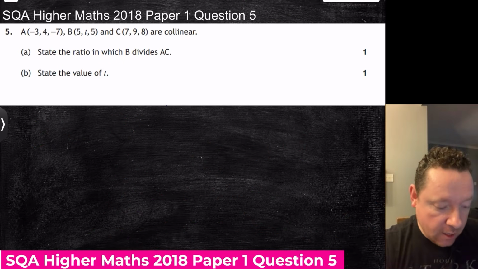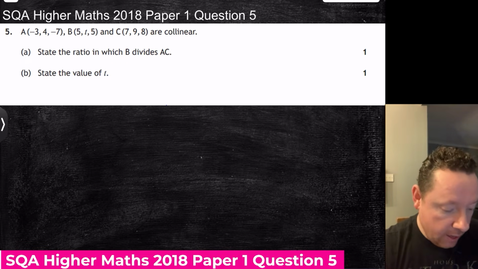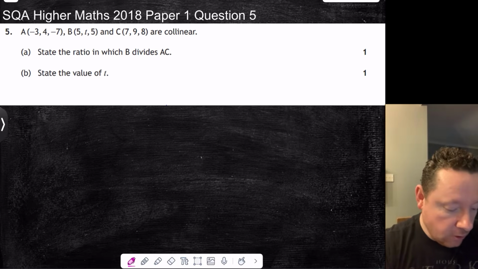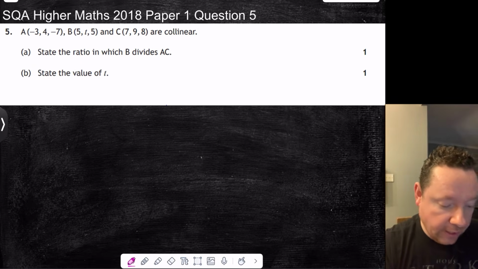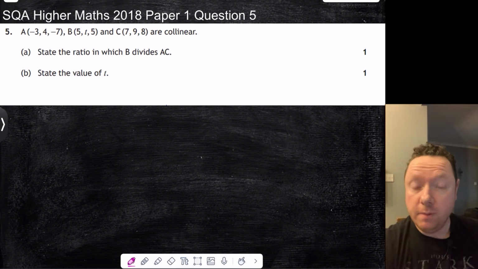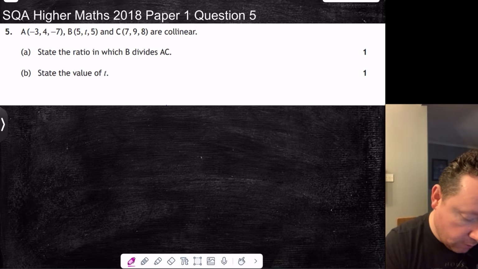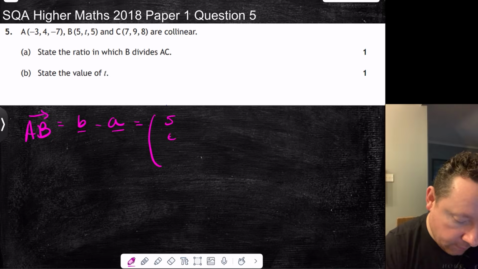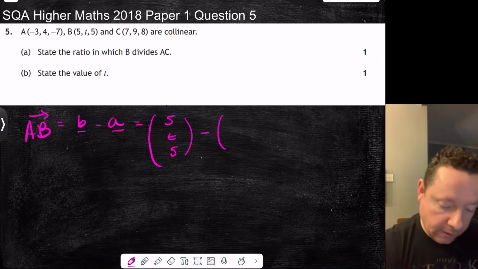SQA Higher Maths 2018 Paper 1 Question 5, Vectors and Collinearity. A, B and C are collinear, state the ratio of AB to BC. So if B divides A to C, we can find AB and BC and then compare them. So let's do AB first. Remember that's B minus A. So that is (5, 5) minus (3, 4), minus 7.